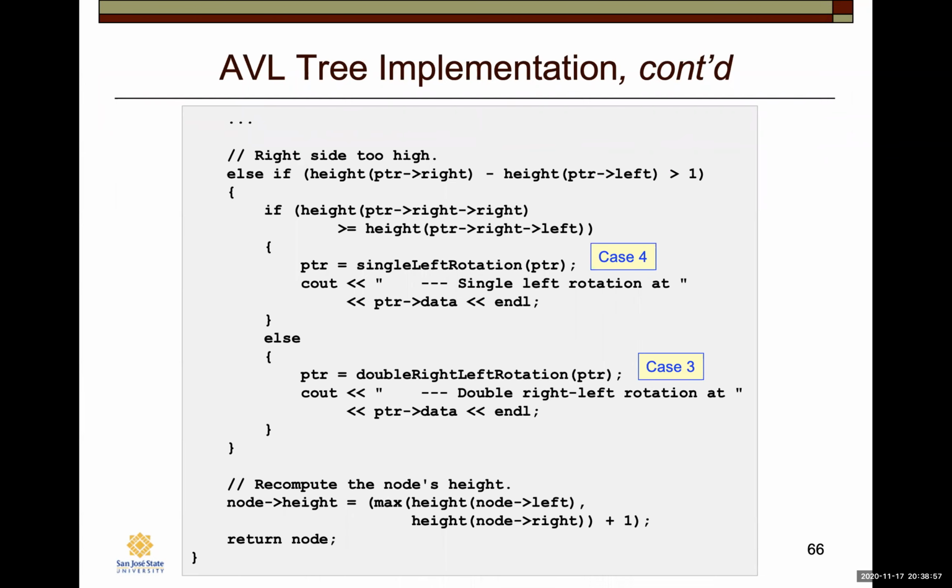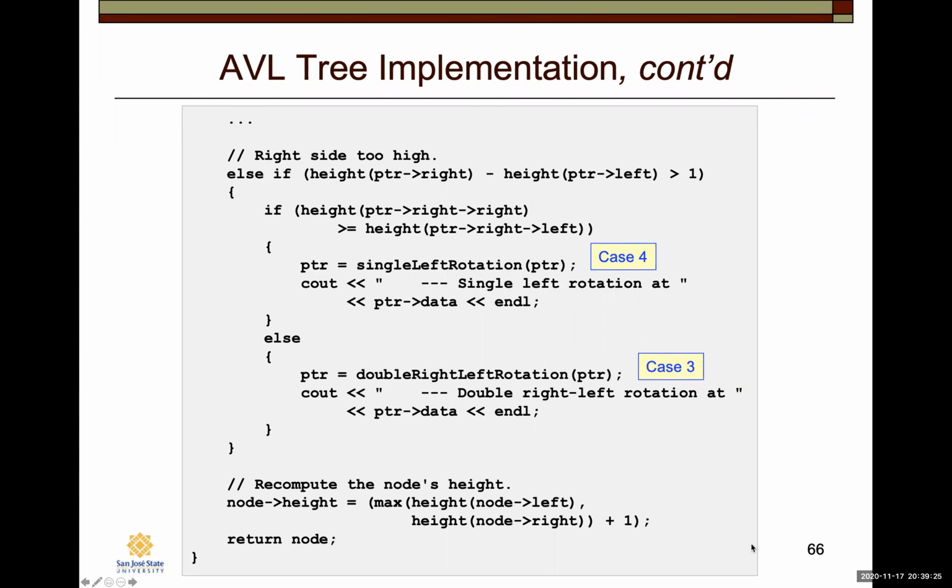And then after we've rebalanced, we have to recompute the height. So node is that poor node that became unbalanced. We then have to recalculate the height of the node, because that node has moved in the tree. And so this is the one time that we recalculate the height. Otherwise the height doesn't change.